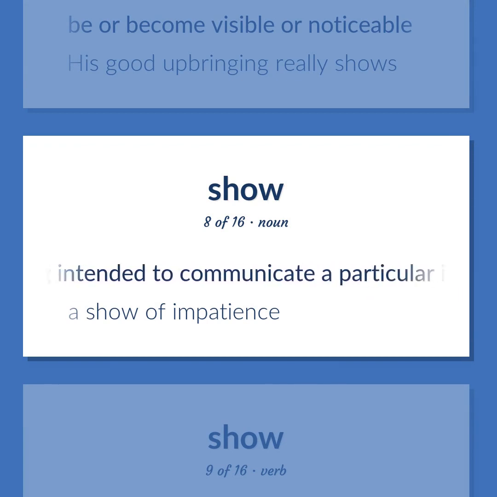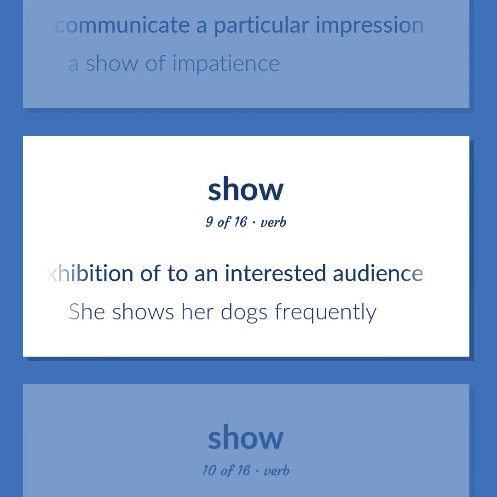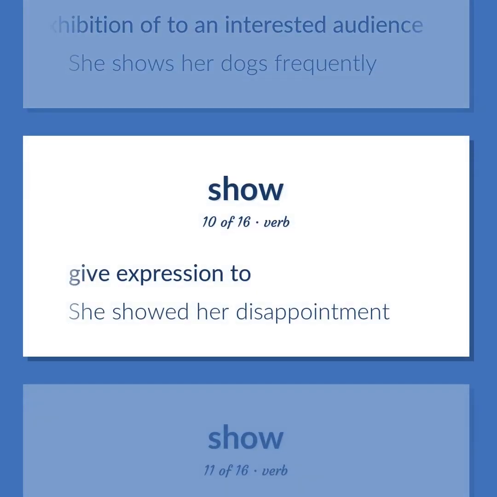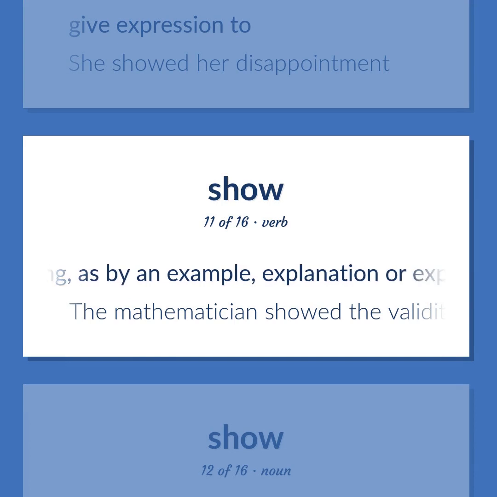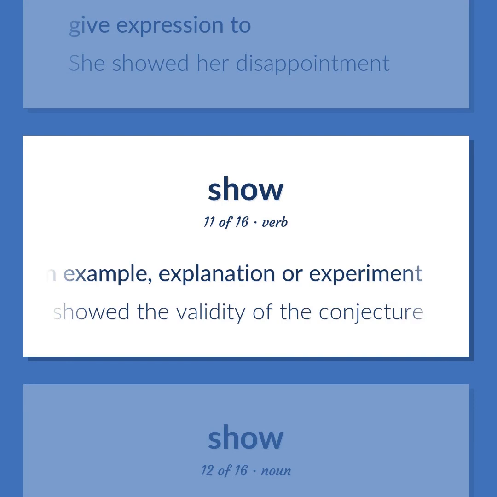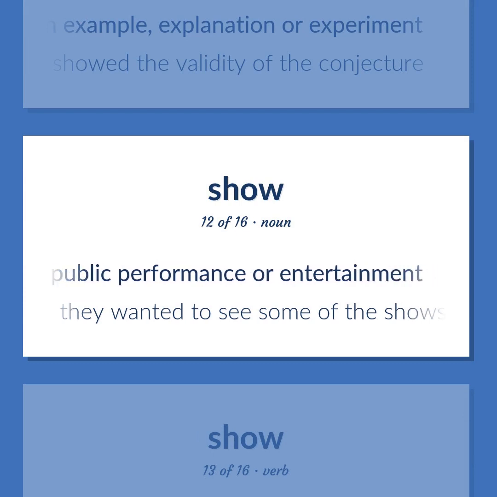Something intended to communicate a particular impression. A show of impatience. Give an exhibition of to an interested audience. She shows her dogs frequently. Give expression to. She showed her disappointment. Establish the validity of something, as by an example, explanation or experiment. The mathematician showed the validity of the conjecture. A social event involving a public performance or entertainment. They wanted to see some of the shows on Broadway.